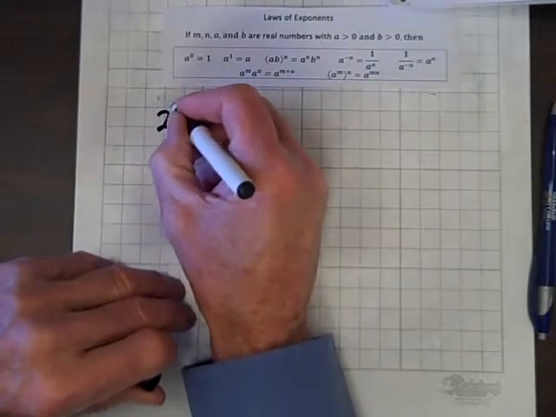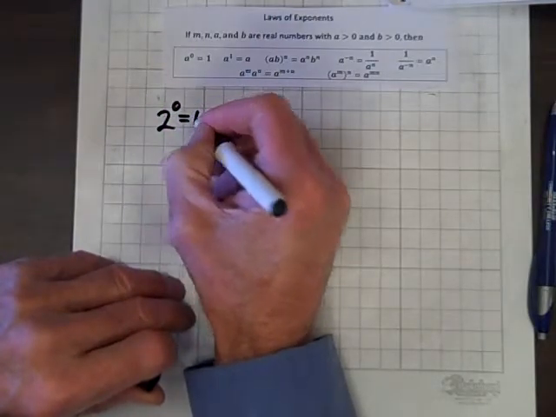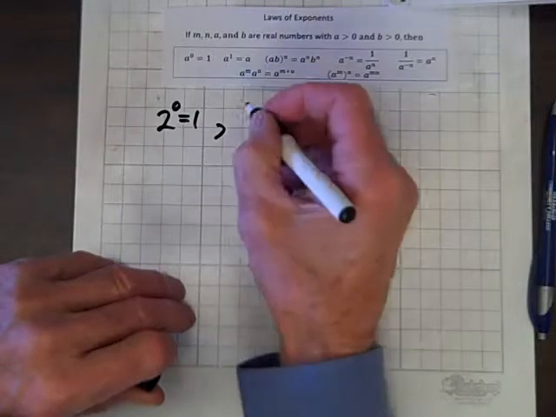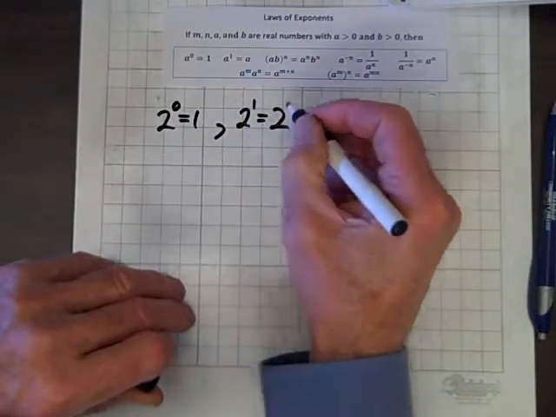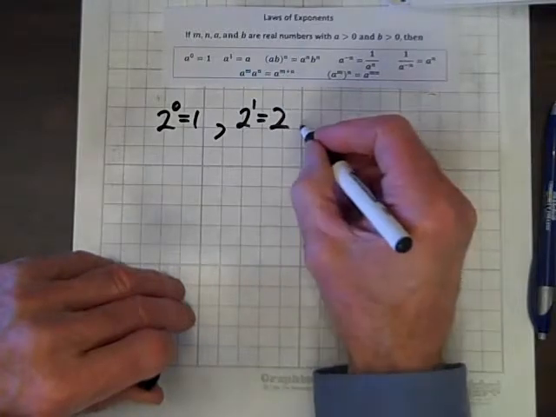An example of that is 2 to the 0 equals 1. A to the first equals a, so 2 to the first equals 2. The exponent 1 is understood.